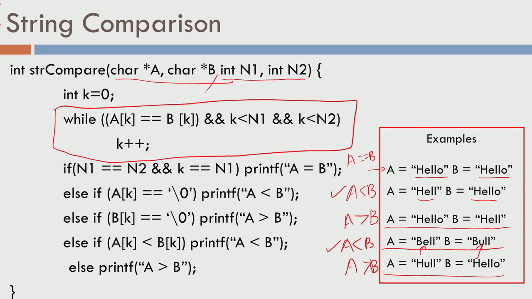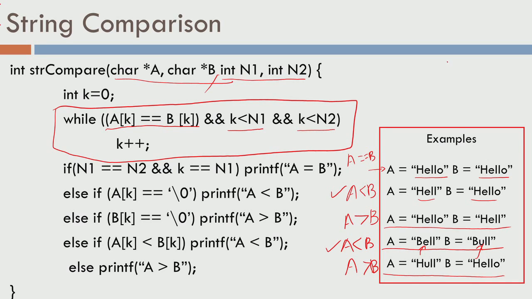So, k is initialized to 0, we are starting with the 0th character of both A and B. If both the characters of A and B match, and if I have not exhausted A and I have not exhausted B, then I can go and look for one more character, right. So, if I keep doing this, k will keep incrementing.